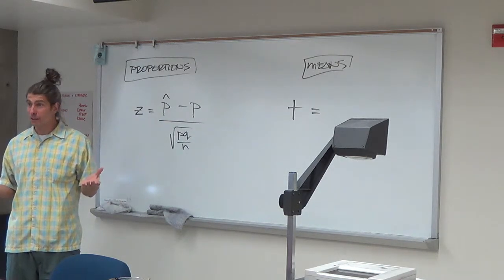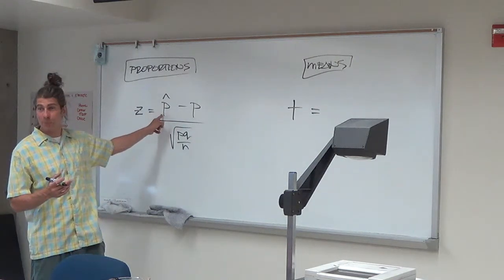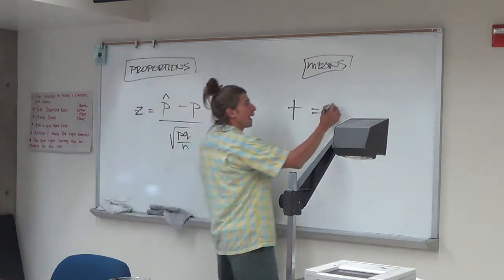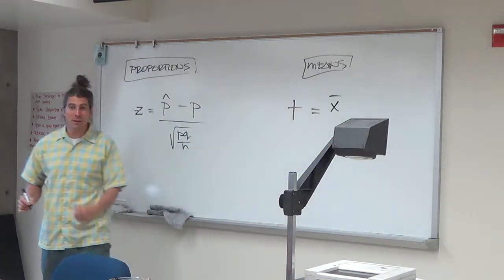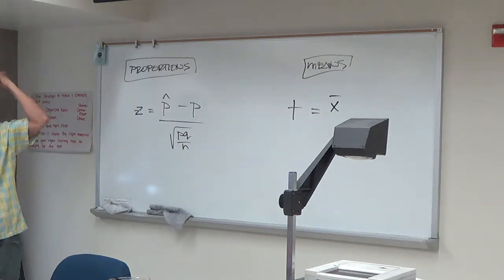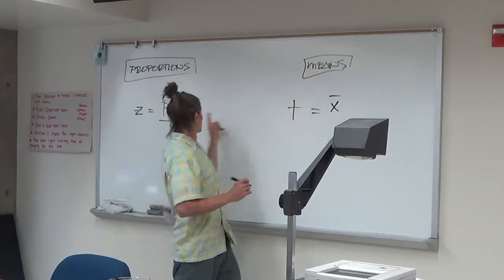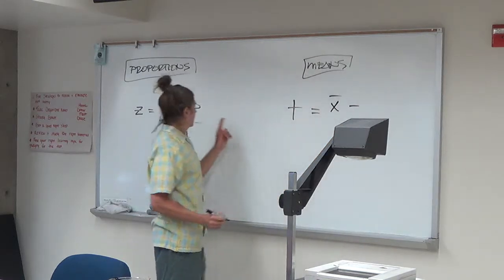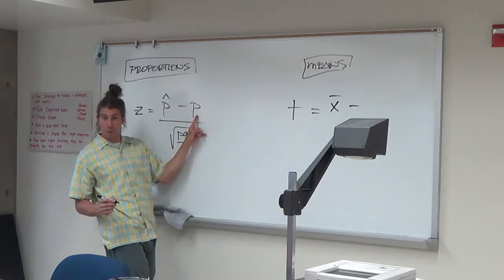X bar, yes? p hat is the sample proportion. The sample average is X bar. And we know what that is. It was 94, yes? It was 94? I believe something like that. Yes. Good, good, good. Minus. This is the assumed population proportion.